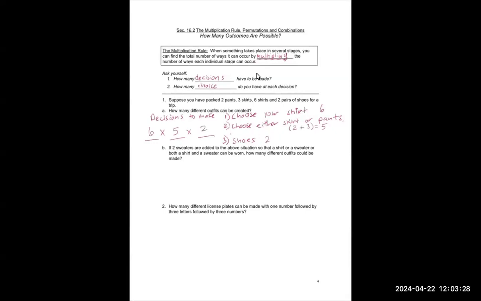So how many different outfits can we choose? We can choose six times five times two. So six times five, we multiply together first, is 30, times two. And then I draw a line and make sure we get the two, that's 60. There we go. So that's 60 different outfits that we can choose.